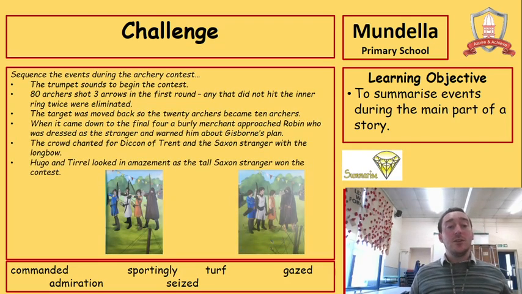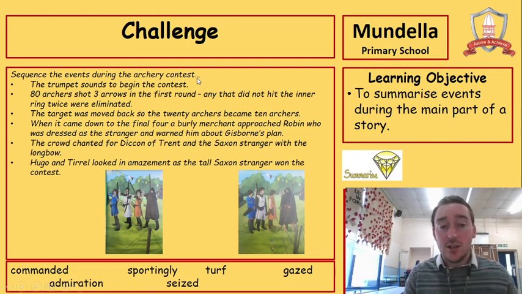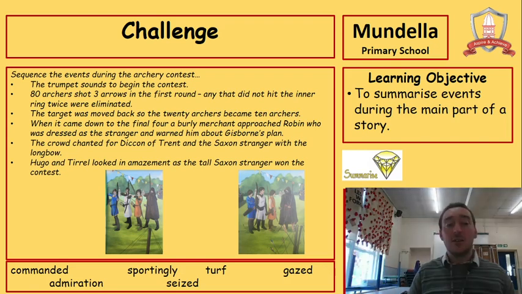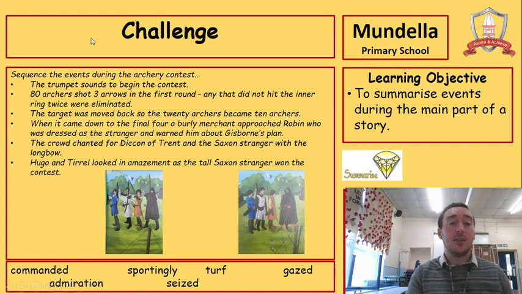So what I want you to do, here are the sequence of events that happened during the archery contest. And we've got 1, 2, 3, 4, 5, 6. So your job is to produce a storyboard where you have 6 different pictures with a sentence under each, and all of your sentences are here. They're all in order, so all you need to do is put those sentences into your storyboard and then draw a picture for each one. So pause the video now, and then the words are there for you on the screen. Okay, we'll move on to the final slide in 3, 2, 1.